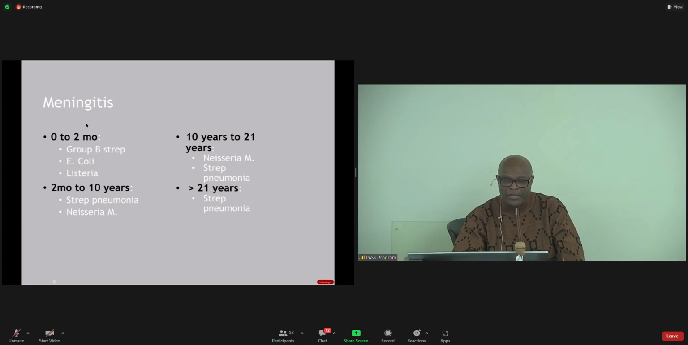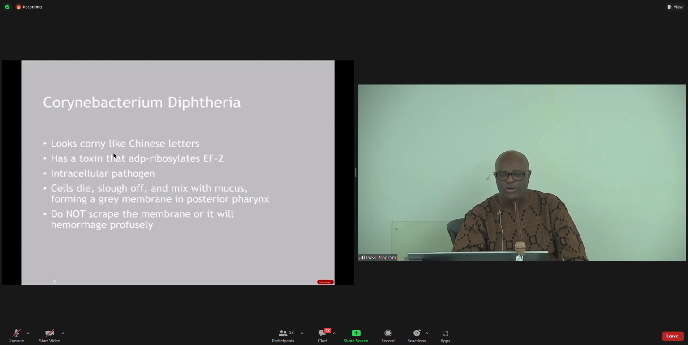All right, meningitis throughout the years. I just added the slides just so you know the current list. That part there is memorization. Okay, but it's good to have. Corynebacterium diphtheriae looks corny because it looks like Chinese letters. They actually describe them that way. It has a toxin, ribosylase of EF2. Who else has that same toxin, Karis? Ribosylase of EF2, besides diphtheria?